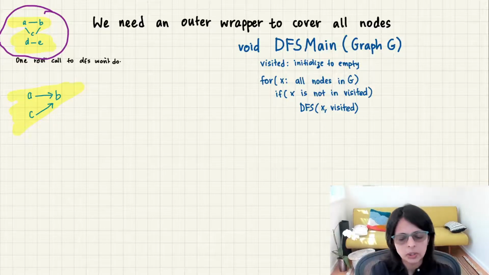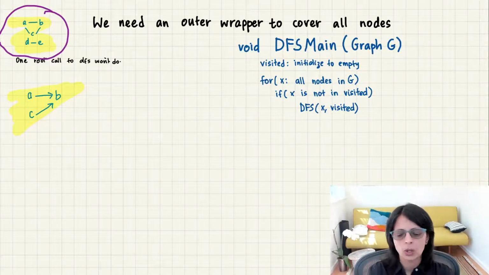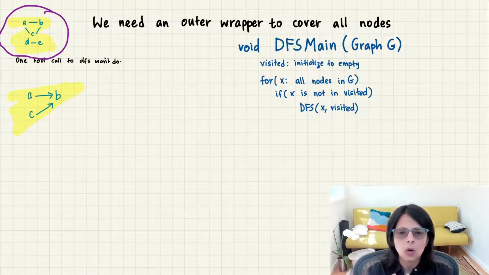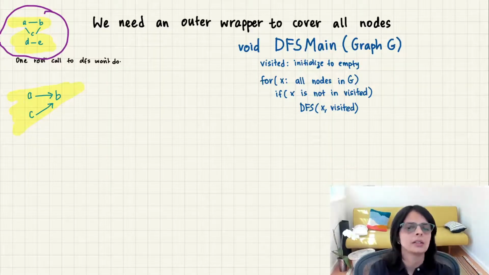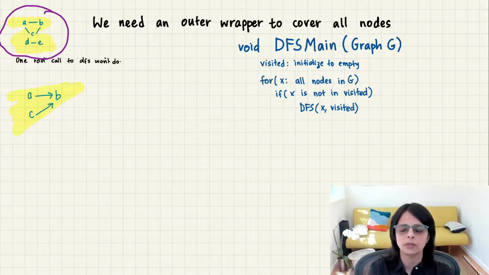The way we usually do it, and you will see this in code everywhere you look at DFS on a graph, is to have an outer wrapper. What this outer wrapper does is initialize visited to empty, and then iterate in a for loop over all the nodes in the graph. And if the node is not visited, it just calls DFS on it.